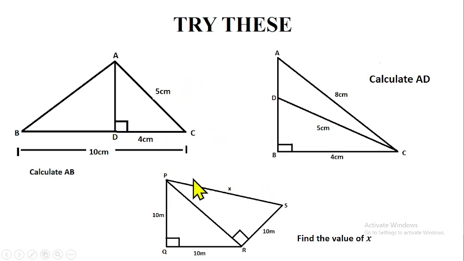So to test yourself, if truly you have understood Pythagoras theorem, then you may lay your hands on these 3 questions on this diagram, and this diagram. In this diagram, you have to find AB, which is this side. In this diagram, you are looking for AD, from here to here. And in this diagram, you're looking for X, which is this side. So try these questions, and you can leave the answer in the comment section of this video, and I will confirm whether you are right or wrong if you solve them.